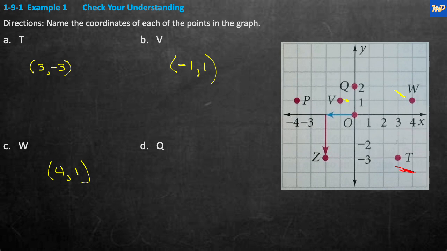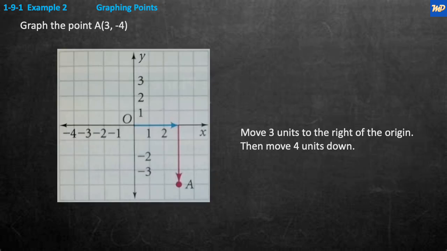Now let's do Q. So Q is right here. Q is right on the y-axis there, right? So it's up 2 in y, but it's 0 in x. So it's 0 in x plus 2 in y. Good job.